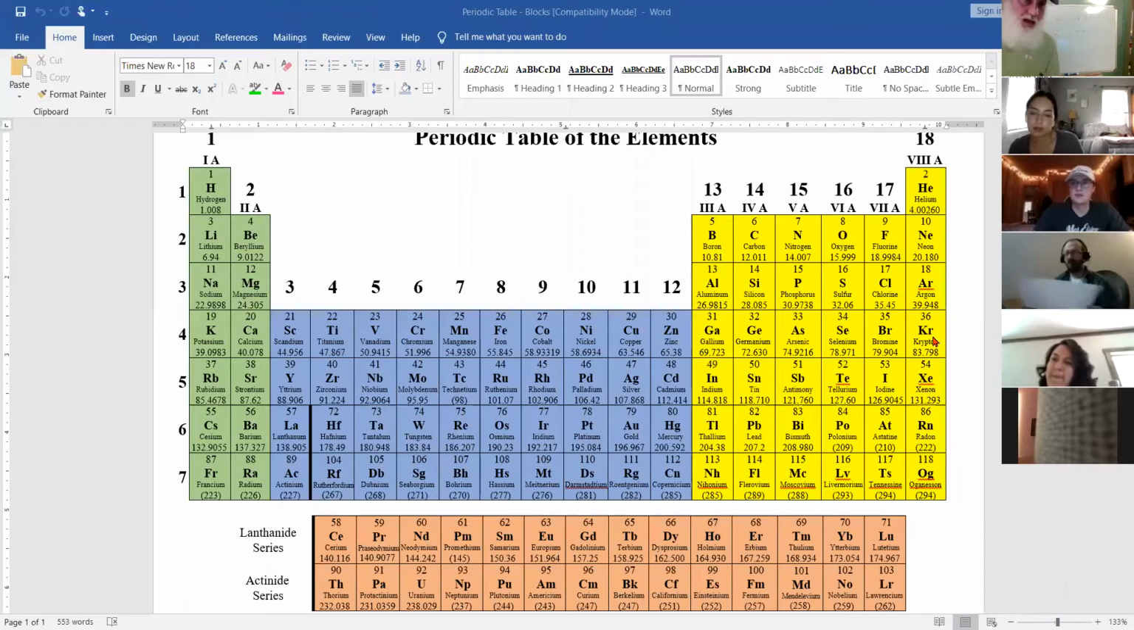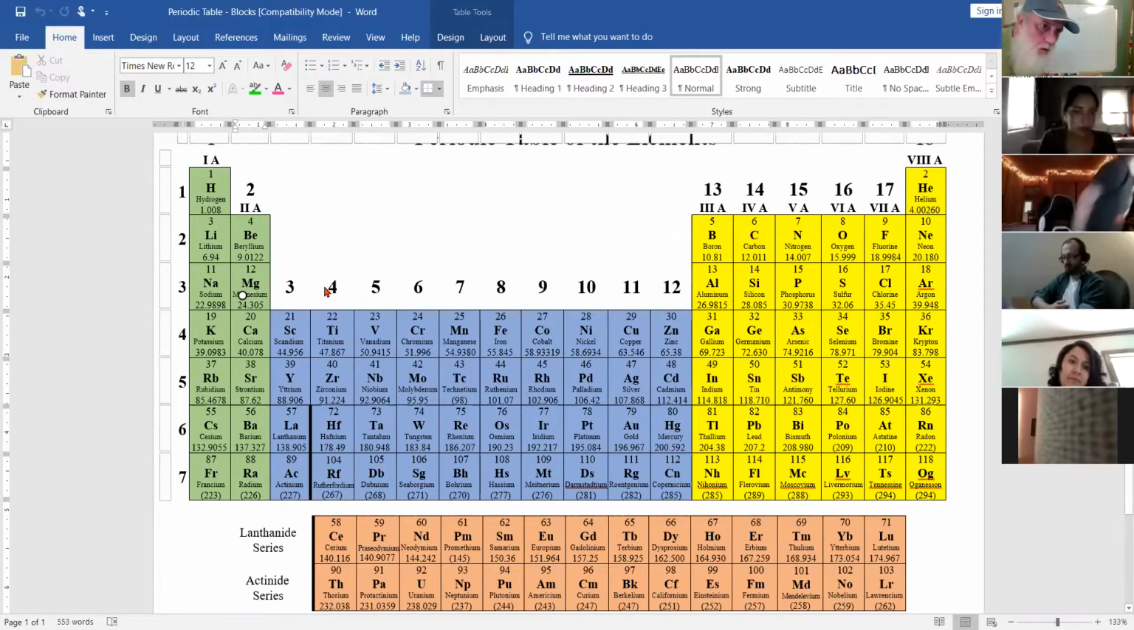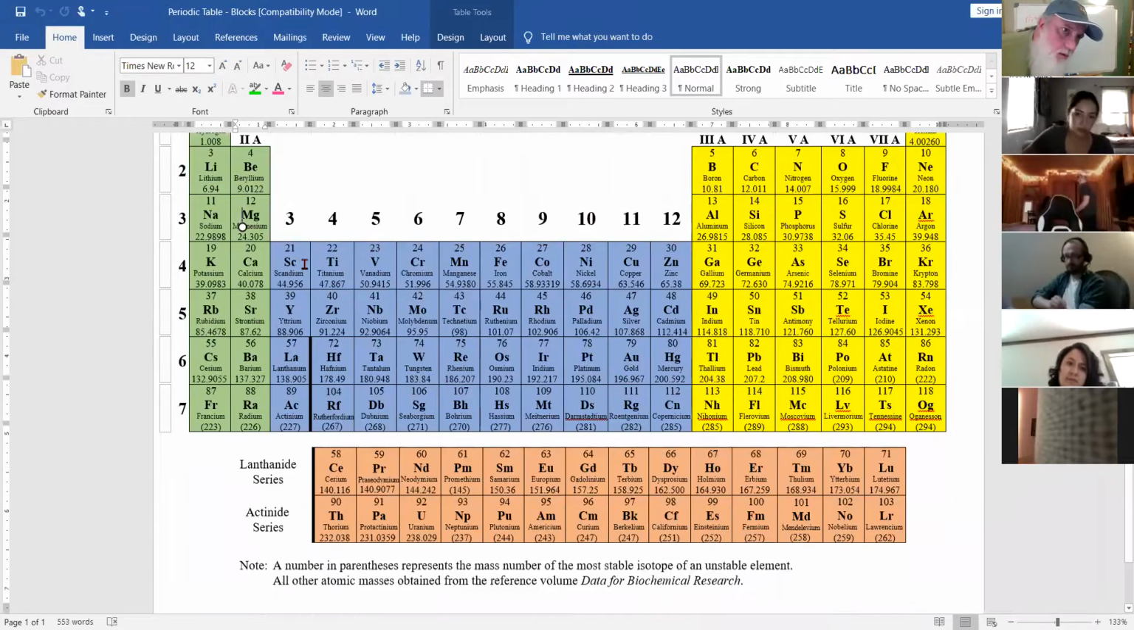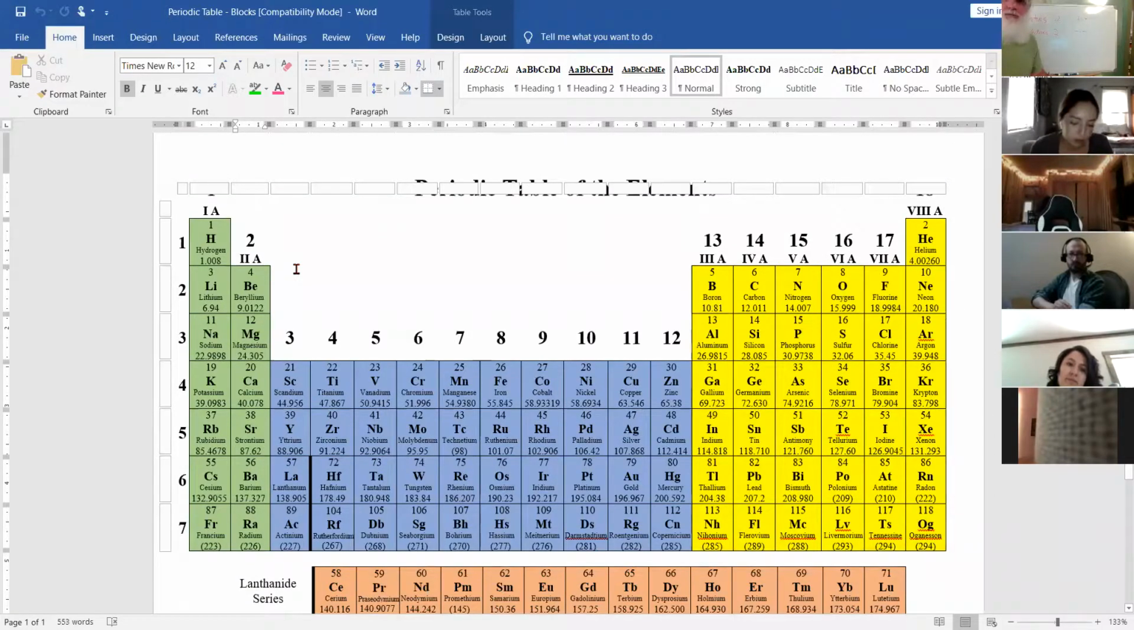All right, you have number 12. Oh, sorry, magnesium over here in the green. Okay, you have magnesium. What's magnesium's atomic number? 12. 12, that's the first question.